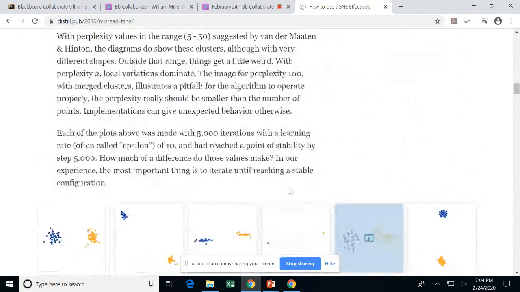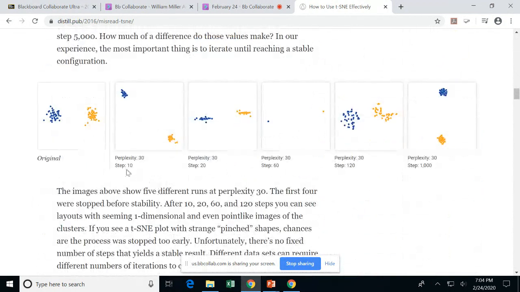The other thing they do, they look at iterations. They keep the same perplexity, but they vary the iterations. Again, the same idea. So after 1,000 iterations, you can see it for yourself.